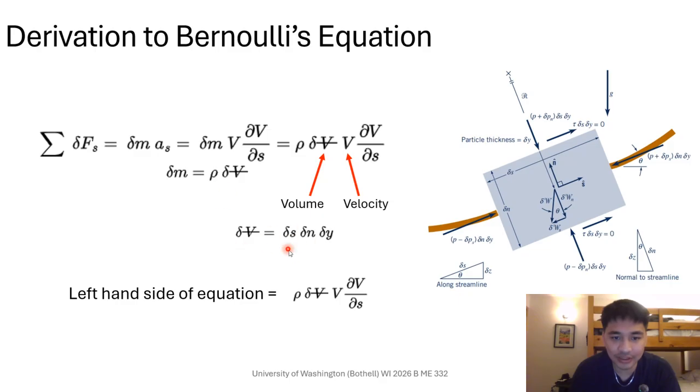Delta V, your change in volume, is your change in s, n, and y direction. So that's the n direction here, the s direction here, and then the y direction in and out of the page. Now, with delta m, the acceleration becomes the velocity times the partial derivative of velocity with respect to the s direction. You can substitute this in here, and this is your equation now. The left-hand side of the equation for your ma ends up being your density, change of volume, velocity, and then the partial derivative of velocity with respect to the s direction.